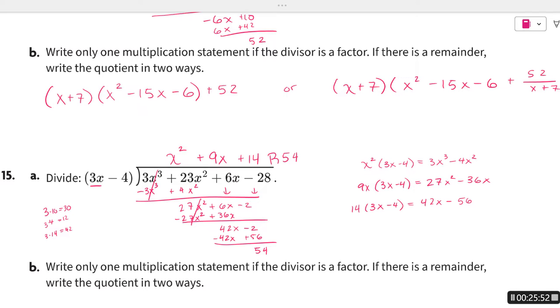And I just realized something didn't feel right about that. That's because I pulled down a 2 instead of a 28. So this is a quick fix. It doesn't change much. So our remainder is not 54. Negative 28 plus 56.